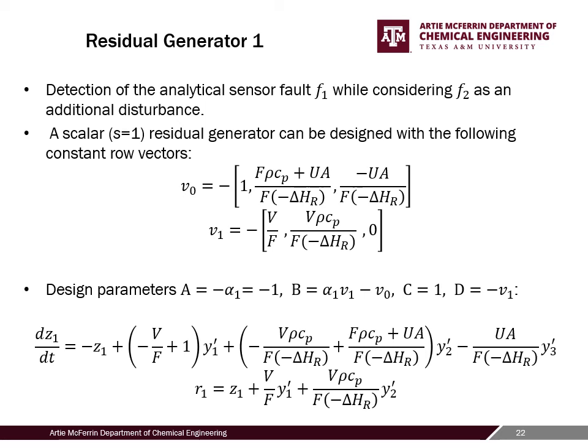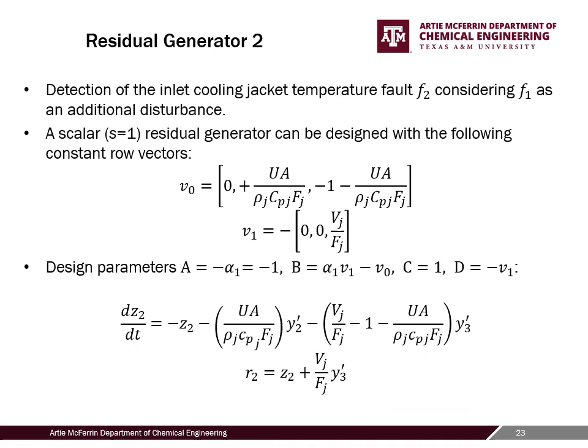And in the next slide, we will consider a residual generator for the detection of cooling jacket fault F2, while F1 is an additional disturbance. And again, a scalar residual generator is built, and the constant row vectors that satisfy the propositions are as shown. And also the design parameters are again given by equation 10. You have them here. And finally, the residual generator itself is as shown.